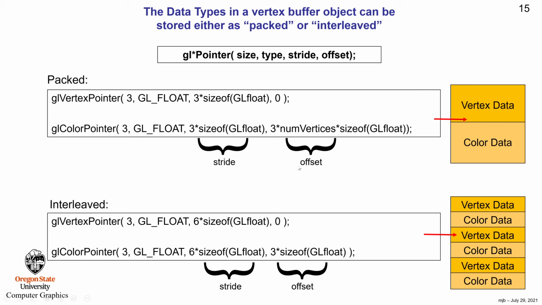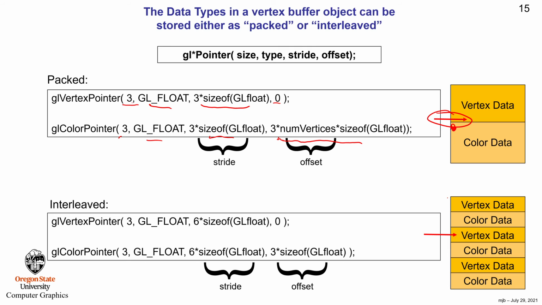Okay, so if they're packed, again, we've got 3 numbers, X, Y, Z. They're all floats. Here is the stride. How do you get to the next one? Well, the next vertex is 3 floats past the current one, and you start at the top. And if they're packed like this, here's how you do the colors. There's 3 numbers, RGB. They're all floats. Here is the stride. You need 3 floats to get from one color to the next color. Here is where you start. You start way down here.